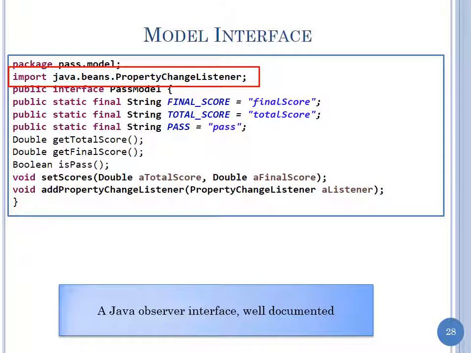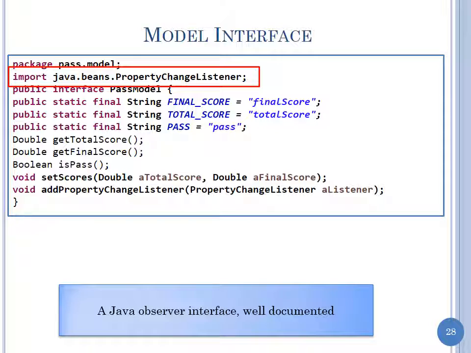So what would the view of this model be listening for? The view is the output. So the interaction is that the user inputs final score. The user inputs total score. The model computes whether it's pass or not pass. And the view will do what? Display the result. It's listening for the new pass value, which will happen to be a property that changed.